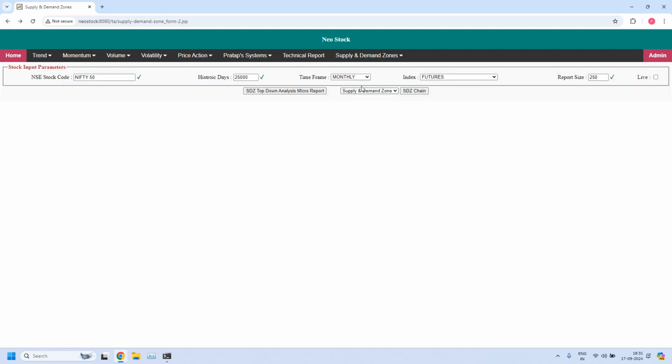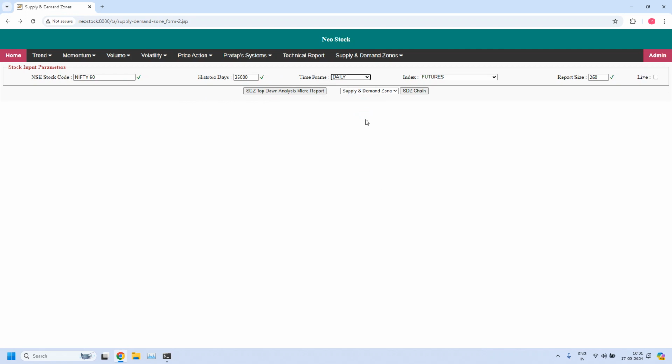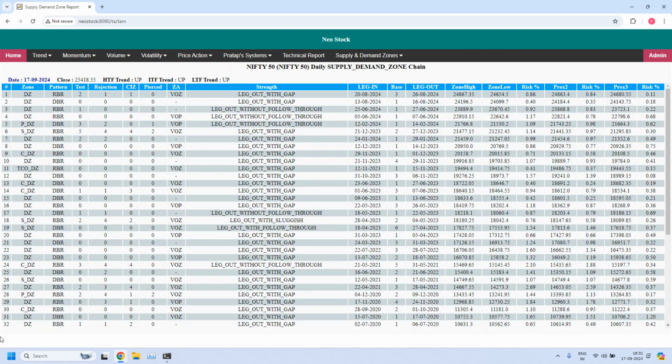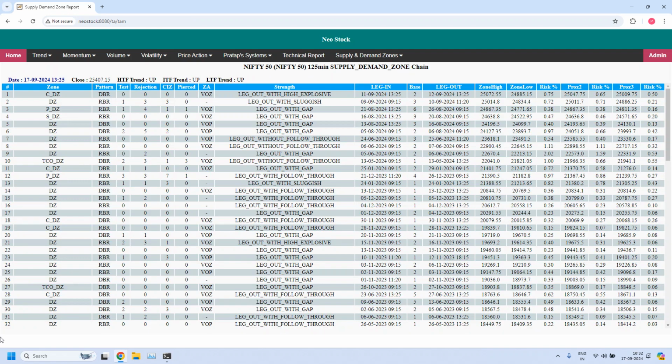Okay, the next time frame is weekly. I am generating weekly supply demand zone chain for NIFTY. Next time frame is daily. I am generating daily supply demand zone chain for NIFTY. Next time frame is 125 minutes, generating 125 minutes supply demand zone chain for NIFTY.